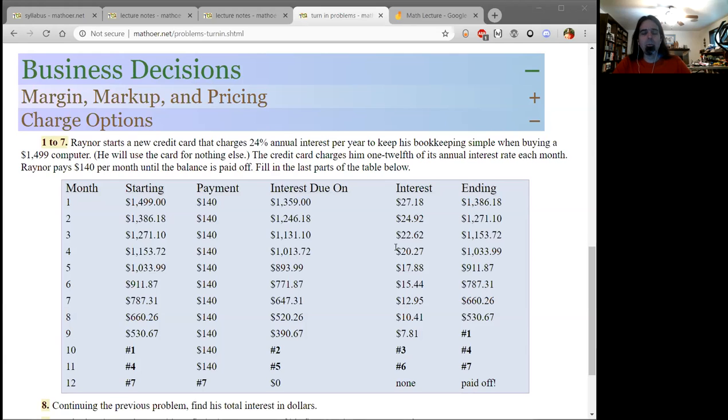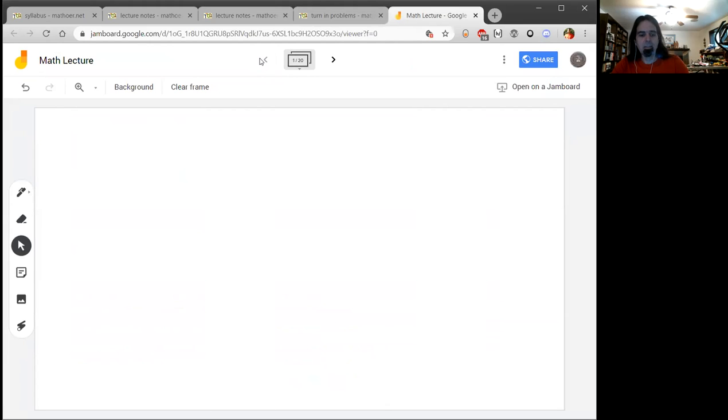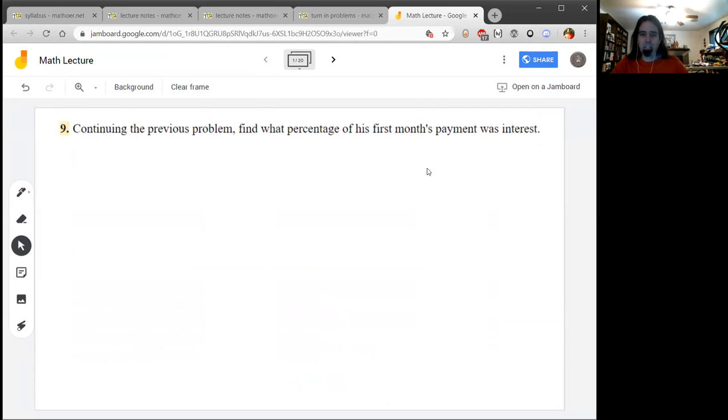So in the turn-in homework for business decisions and charge options, the first 7 problems had this table, fill it out. And the question that was asked is about numbers 9 and 10. So let's work on that. Problem 9 asks, what percentage of the first month's payment was interest? Oh, and that should actually have a question mark. So let me put a note on that.